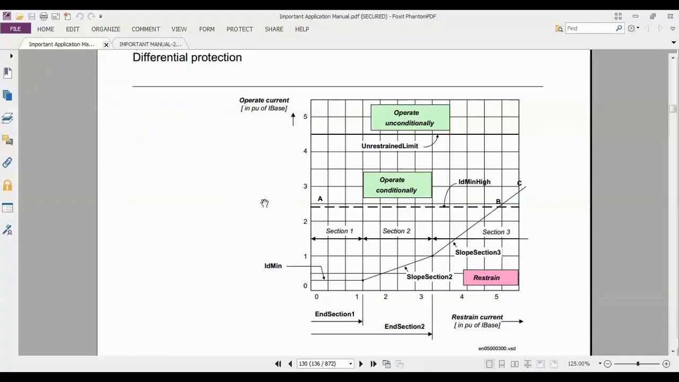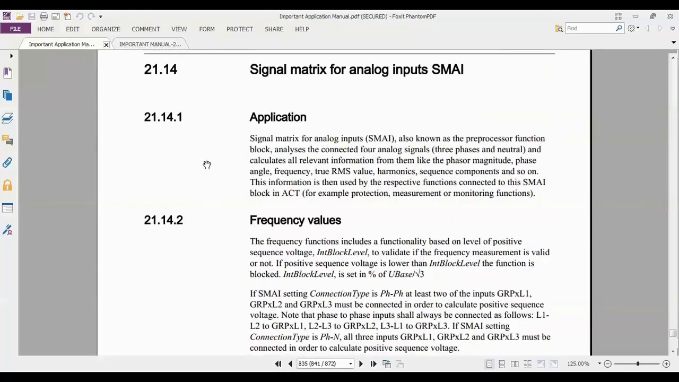If we come here to the manual of the signal matrix and look it up, it tells you that this block is a preprocessor function. Block analysis of the connected 4 analog signals means it takes the 3 phases of the current or voltage with their neutral and calculates all the relevant information from them, such as magnitude, phase angle, frequency, RMS, harmonics, and sequence components like zero, negative, and positive sequence, and so on.